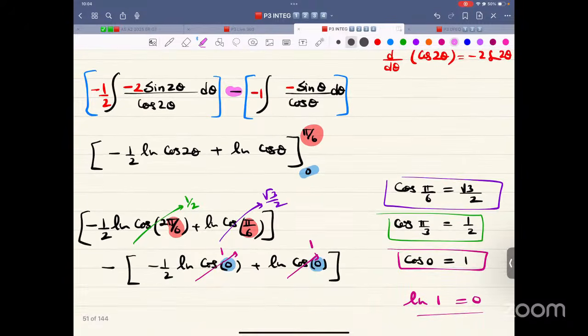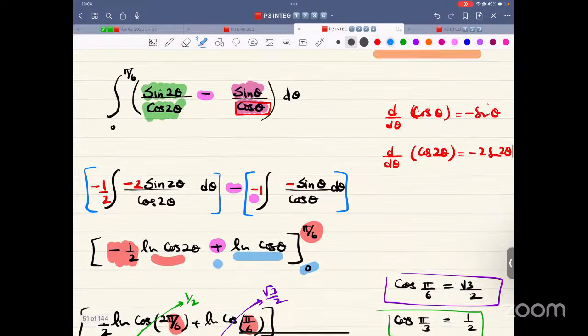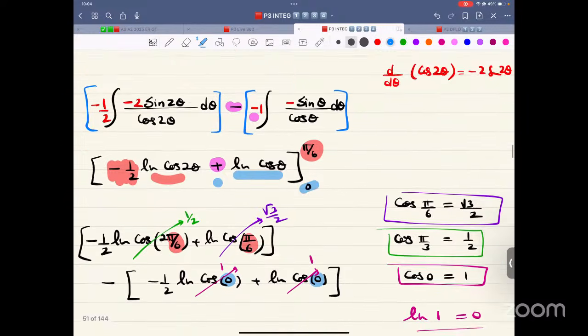So integration is about taking one step at a time very, very carefully. This is negative half ln of cos 2 theta. This is negative 1 ln of cos theta. This negative becomes positive. So this negative is now positive because of this. And over here, the red thing, that is negative half ln cos theta. And this one was negative, already considered. And this is ln of cos theta. Okay. So now this thing is done.